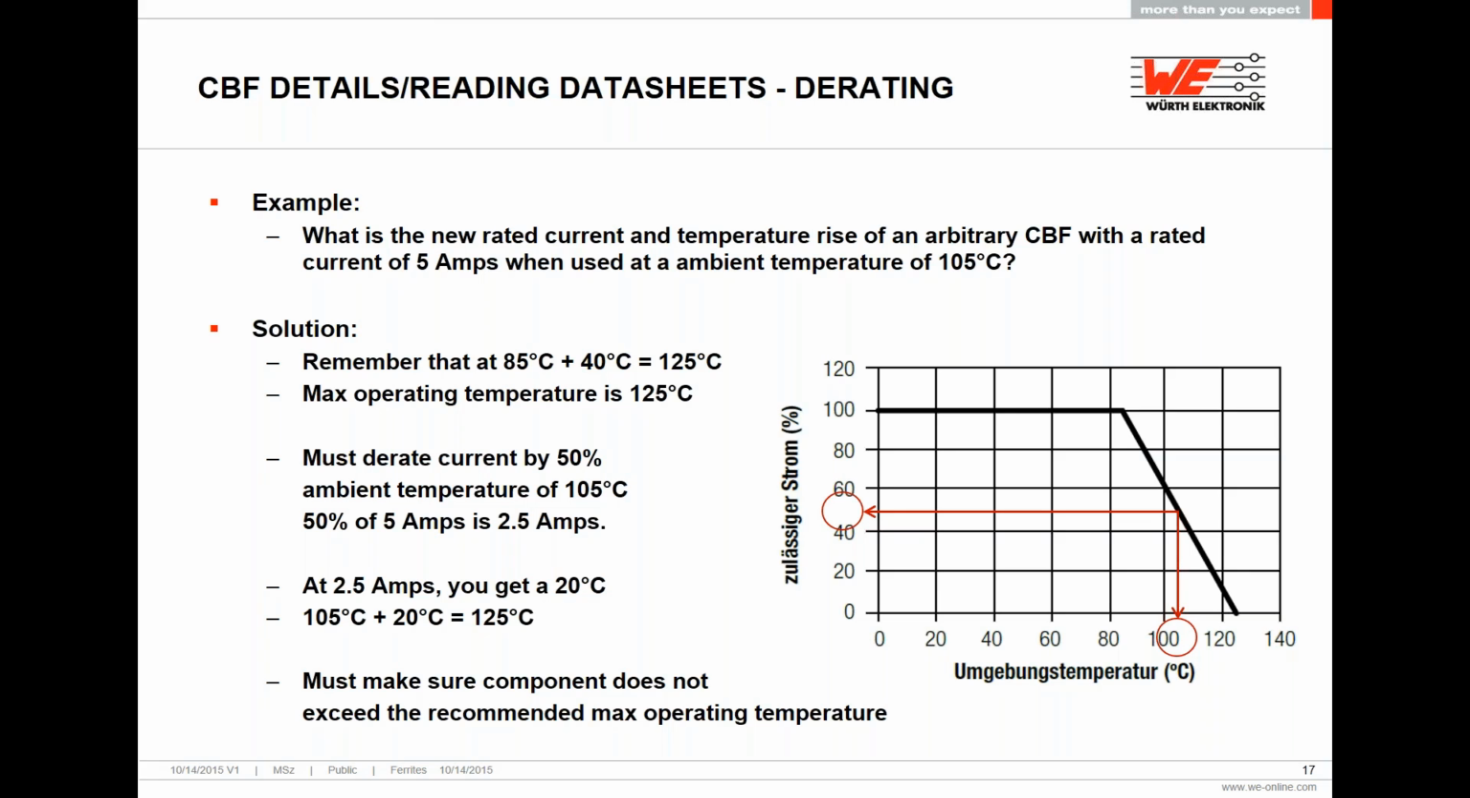According to the graph shown on the right, we see that at 105 degrees Celsius, we must derate the current by 50%. At 2.5 amps, you get a 20 degrees temperature rise above the ambient temperature. So the result of an ambient temperature of 105 degrees Celsius and a 20 degrees Celsius temperature rise puts us safely at the 125 degrees Celsius maximum operating temperature.